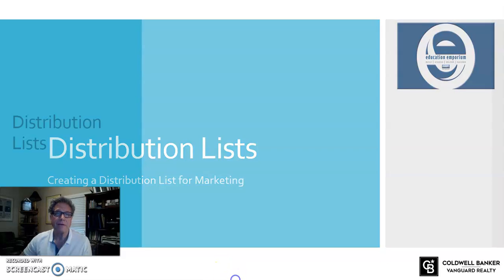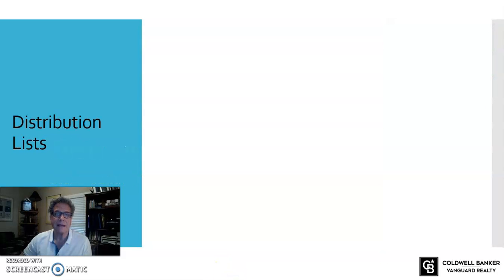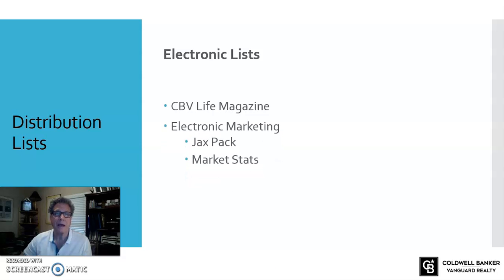There are a couple of different ways that your lists can come into us, as well as the way that the information flows out to your customer bases. So we know that there are electronic programs. These are things like the CBV, Life magazine, maybe your Jack's Pack or your Market Stats, anything electronic, including those e-flyers. If you have a specific target for those e-flyers, maybe geographic or demographic, then this is how those flyers get out, through your electronic lists.